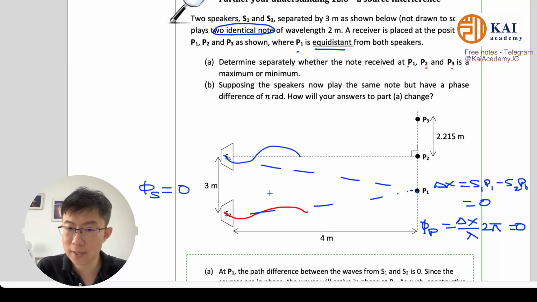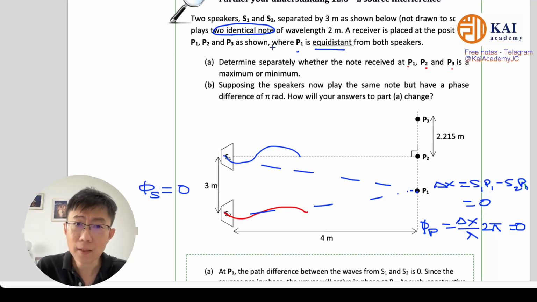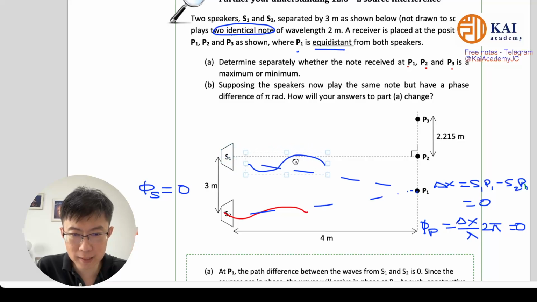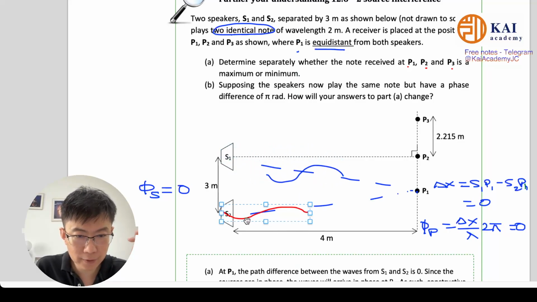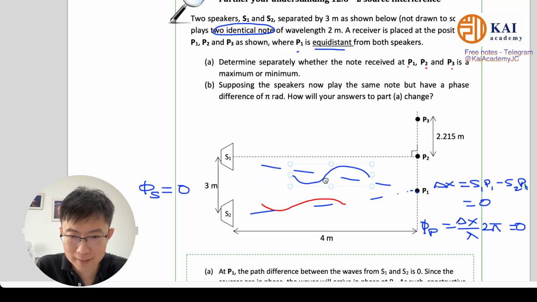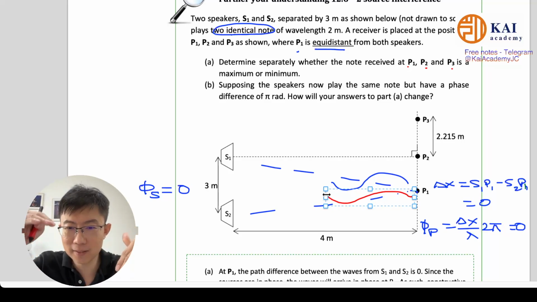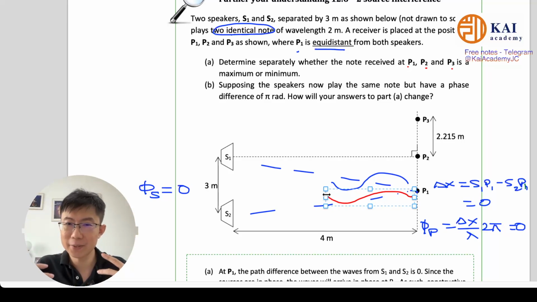Right, the phase difference due to the source is 0, and due to path is 0. And so the total phase difference is 0, and we will say that the waves arrive in phase, so constructive interference takes place. Now we can actually visualize this. The wave from S1 is traveling at a particular speed towards P1. Similarly, S2 is also traveling at the same speed, because it's the same wave. And because the distances are the same, we expect that these two waves must arrive at the same time. Since they're arriving at the same time, the two crests will coincide, and the troughs will coincide.